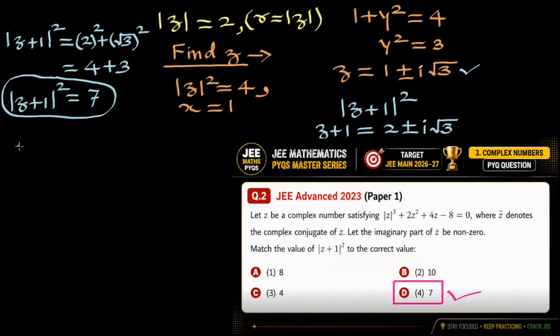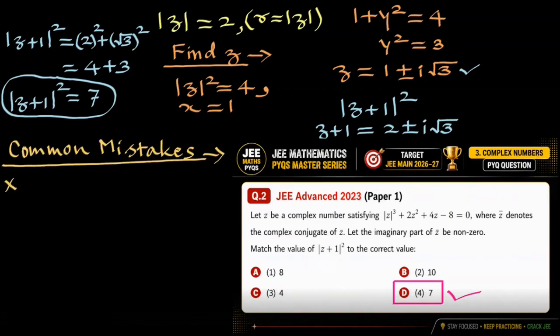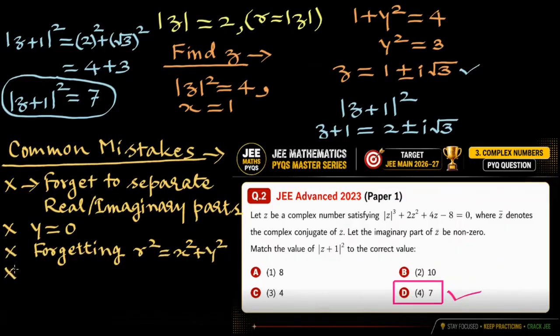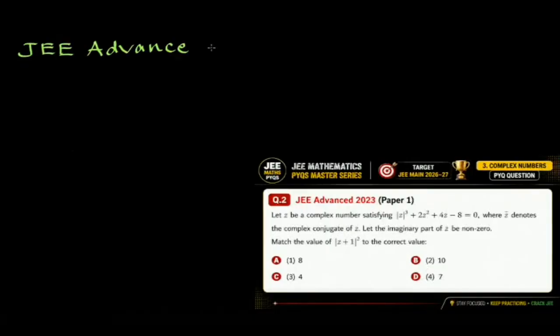Common mistakes. First, forgetting to separate into real and imaginary parts. Number 2, taking y = 0 even though the question clearly states the imaginary part is non-zero. Third mistake, forgetting r² = x² + y². Fourth mistake, using |z| = x + y. This is completely incorrect.